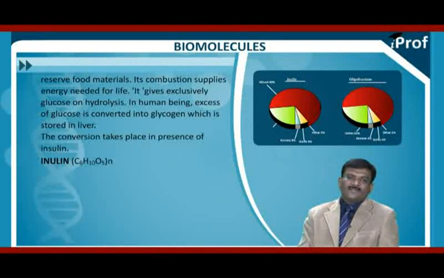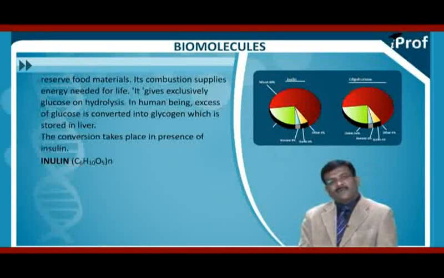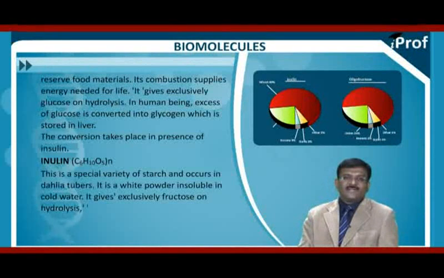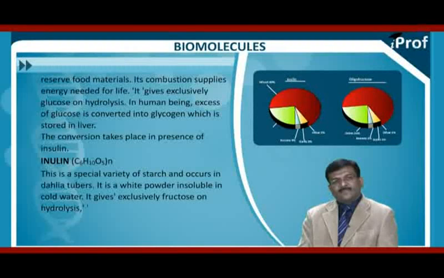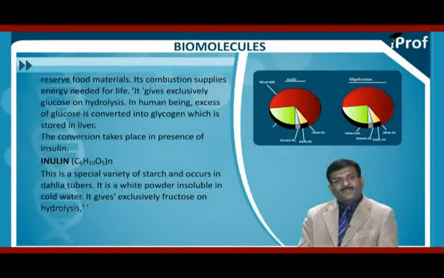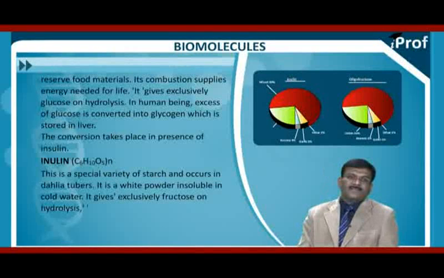Now, the next type of sugar is inulin. Formula (C6H10O5)n. This is a very special variety of starch and occurs in dahlia tubers. It is a white powder insoluble in cold water. It gives exclusively fructose on hydrolysis.